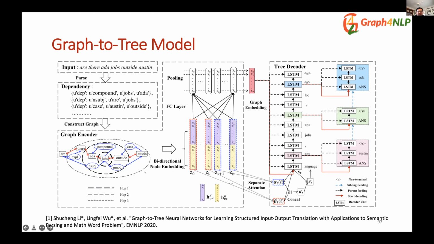That means that the different nodes may have different types. So it's better to do separate attention to attend to each different type of graph node, so that you can learn a different kind of semantic information from there, and then you can do the tree decoder. And when doing the tree decoder, we also have some innovation. For example, previously only parent feeding was considered, but we also propose this sibling feeding that will also help a lot. This is denoted by this blue color in the decoding process.